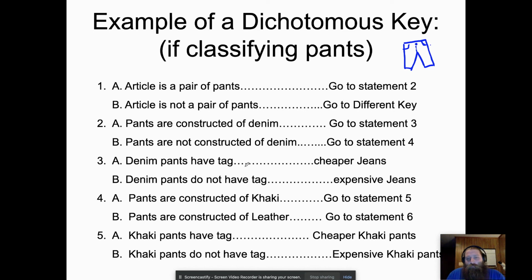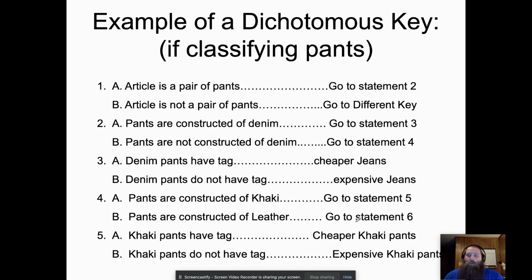They have a tag. All right, I don't see a tag on there. I see pockets and a zipper, and I see a button, but I don't see any tags. So we'd say no. So we go to B. Pants do not have a tag. Oh, these are expensive, right? Expensive jeans. And so we just follow the statements until we get to something that tells us, hey, these are expensive jeans.